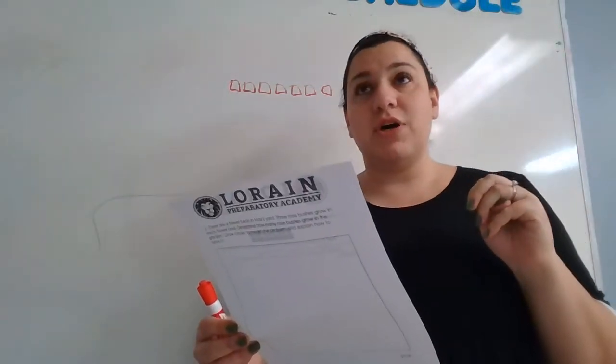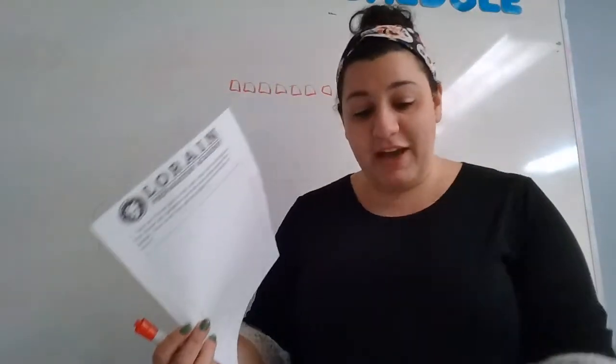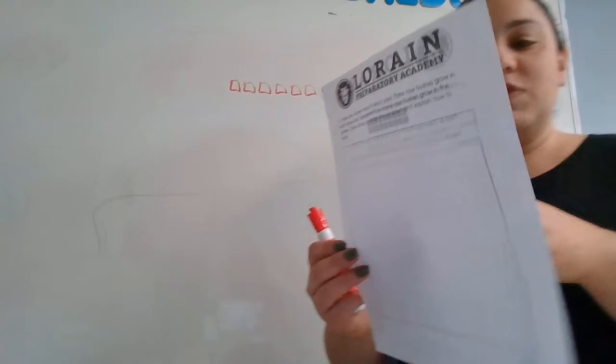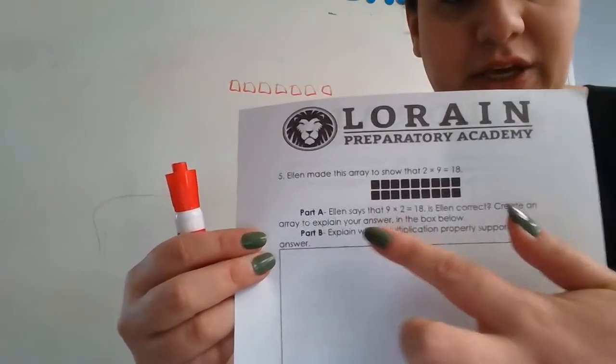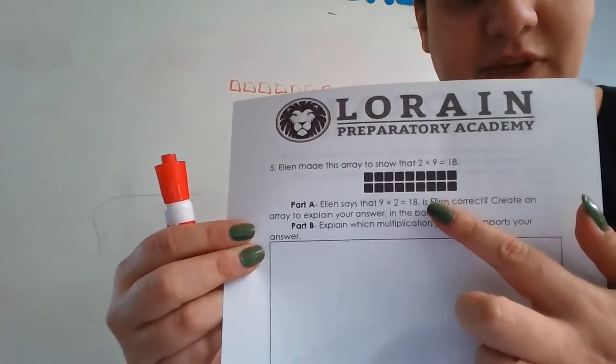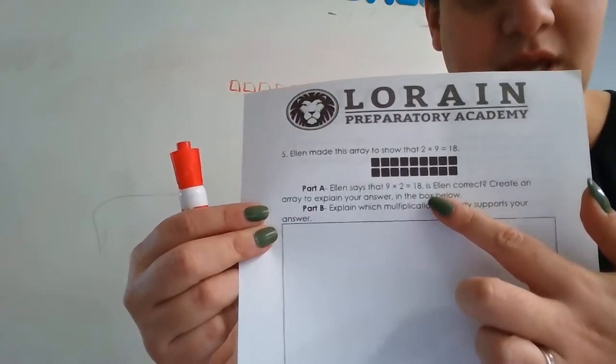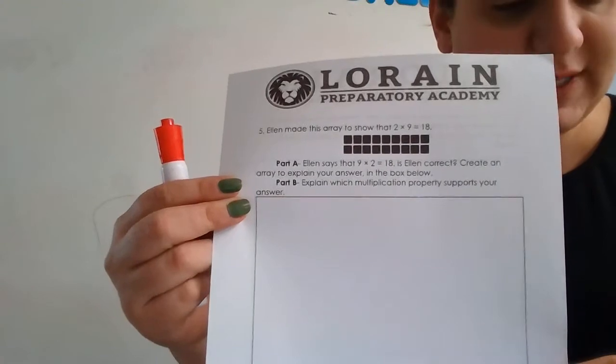So the properties we're talking about, I mentioned one of them back for question number 1. See if you can remember which property was mentioned for number 1. So she says that 2 times 9 is 18. They're asking, is 9 times 2 also 18? And which multiplication property is that?